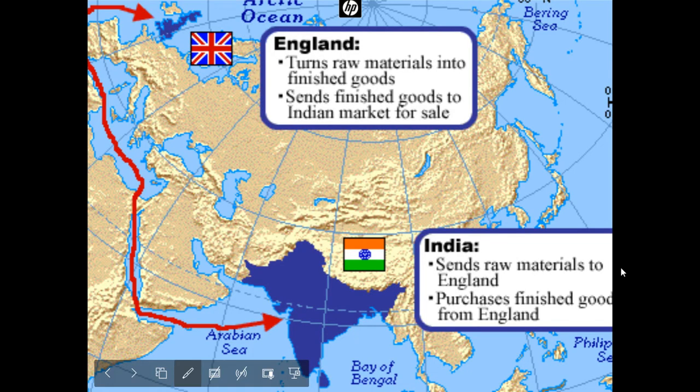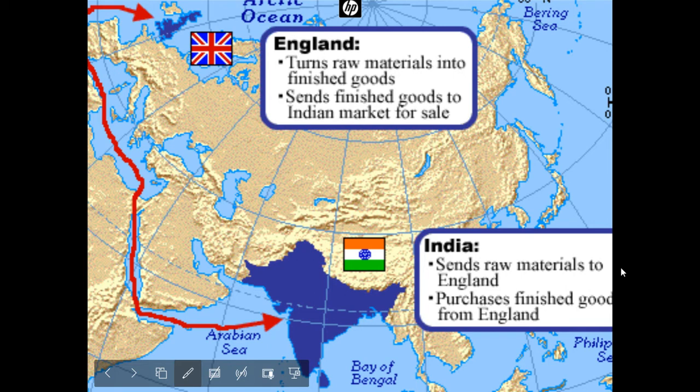So the economic motivations can be seen in this drawing here. All right, so in the top left corner of the map, you see Great Britain, that little blue island. What they're going to do is sail along that red line all the way into India, and they're going to take the raw materials from India, put them on a boat, and send them all the way back to Britain.